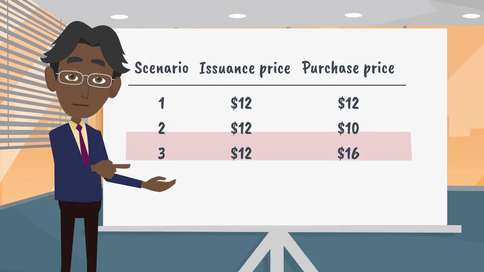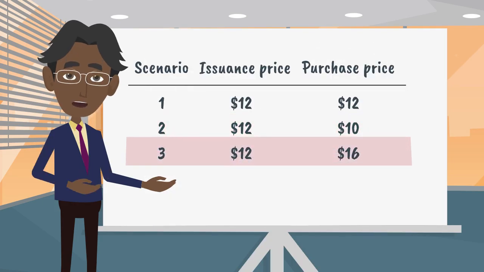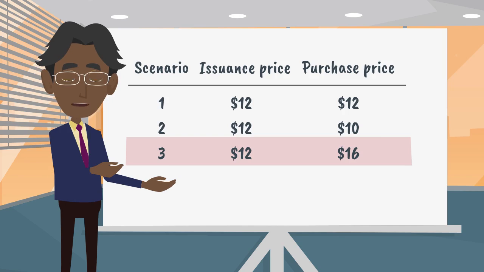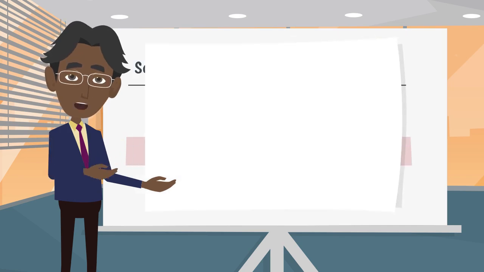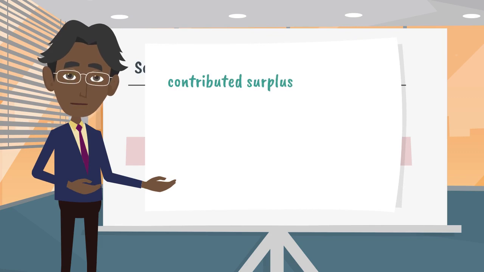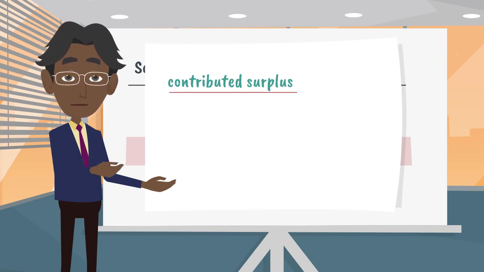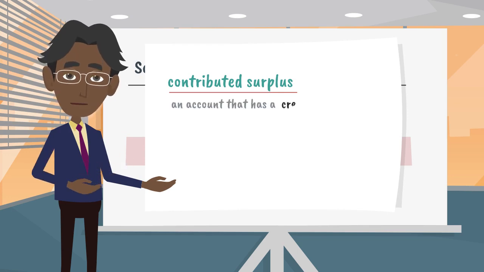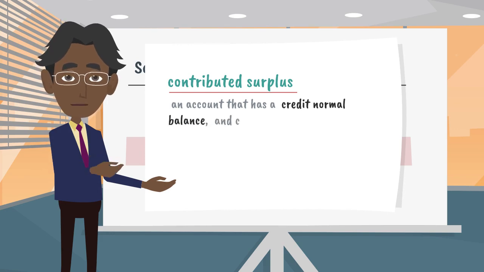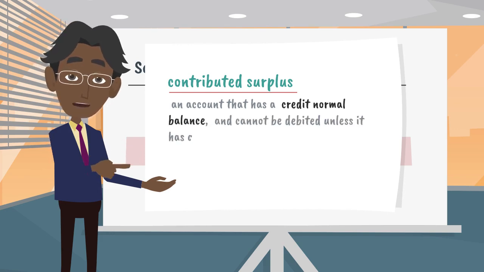We still have one last scenario to cover, but you can probably guess what happens when the reacquisition price is higher than the average issuance price. That's right, instead of crediting contributed surplus, we will debit it. Before we get into the final example, it's worth noting that contributed surplus is an account that has a credit normal balance and cannot be debited unless it has a non-zero credit balance.